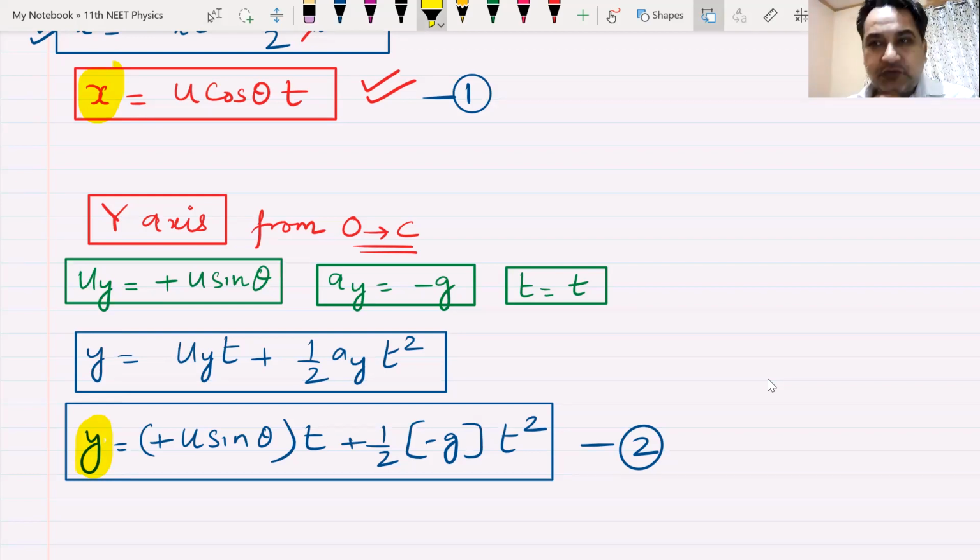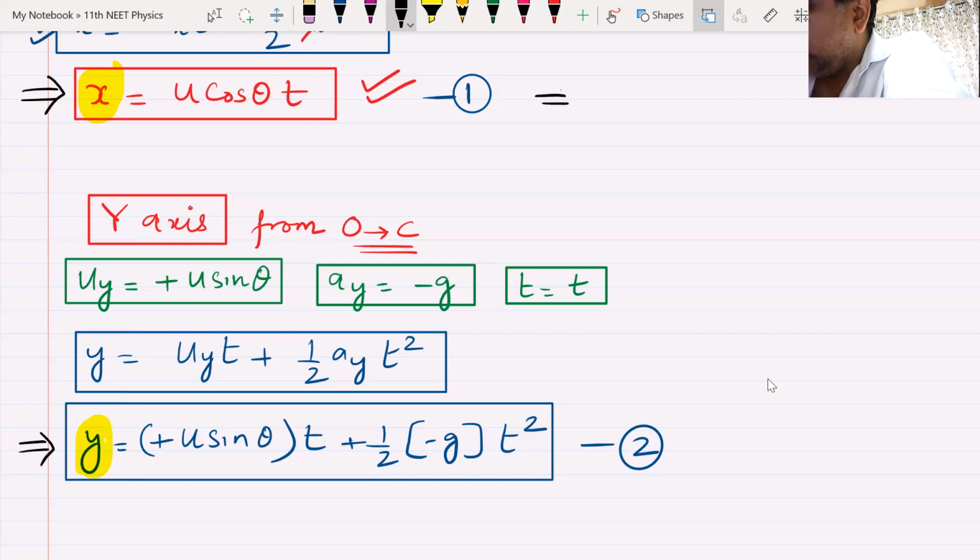Niharika says yes. Good. What do I have now? From equation number 1, I have X in terms of T. From equation number 2, I have Y in terms of T. So this T is creating a problem. The only thing I need to do now is to remove this T. How will I remove this T? From equation number 1, I can find out the value of T. T will be equal to X upon u cos theta.